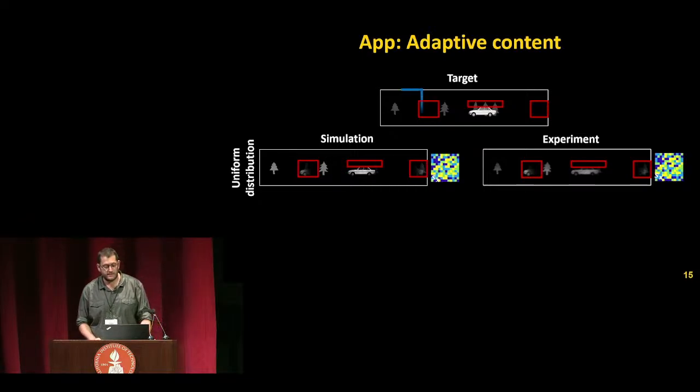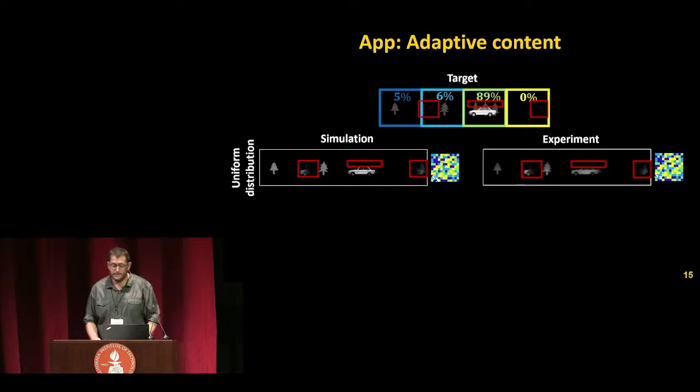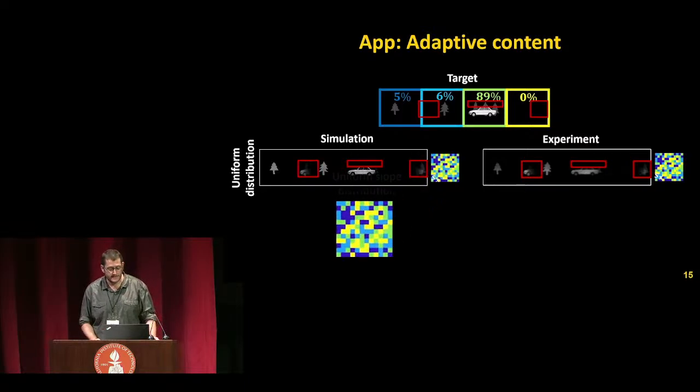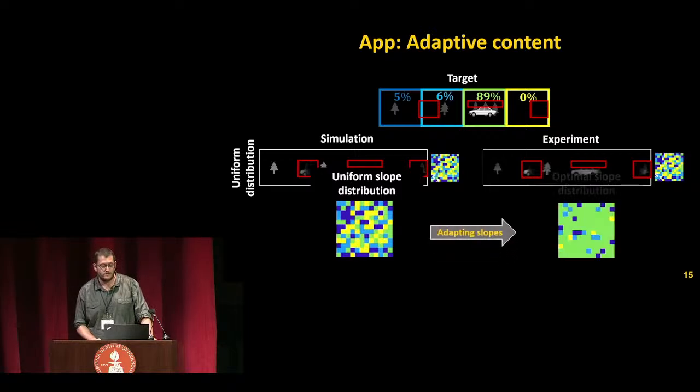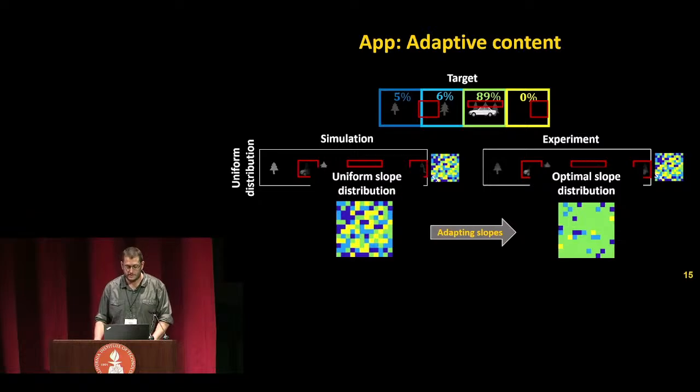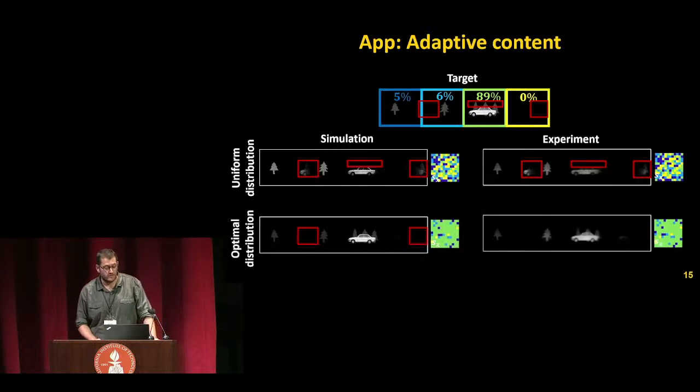We first calculate the energy distribution in each quarter of the image. Then, we adapt our slope assignment based on the target image distribution. In this example, 89% of the energy resides in the green quarter, so most of the SLM area is assigned to that corresponding tilt. Here are the results of the adapted images, and as you can see, the images suffer from much fewer artifacts.